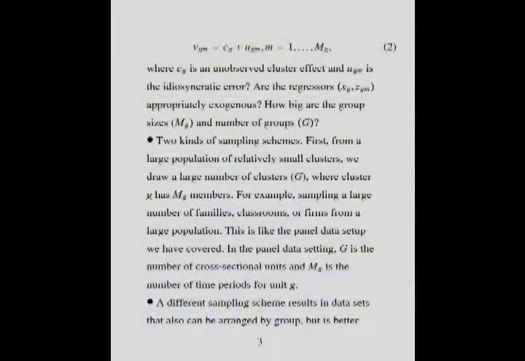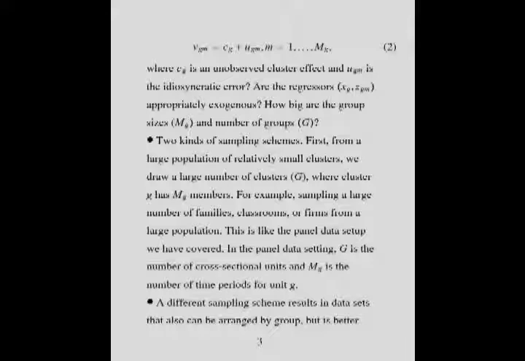The other issues are going to be about the error structure. So in this error term here, do we have a so-called group or cluster effect? And if we don't, well, then things are a lot easier. So we're mainly concerned with the case where we do. And usually that's written as in equation 2, where we explicitly write the cluster or group effect C sub G, and then there are the idiosyncratic errors U sub G sub M.